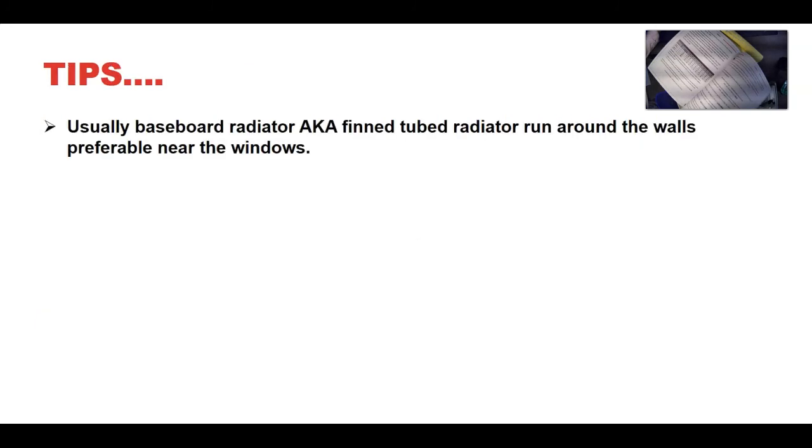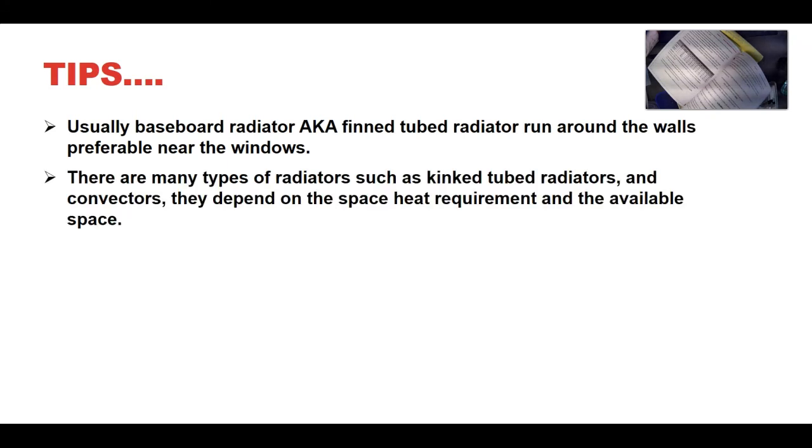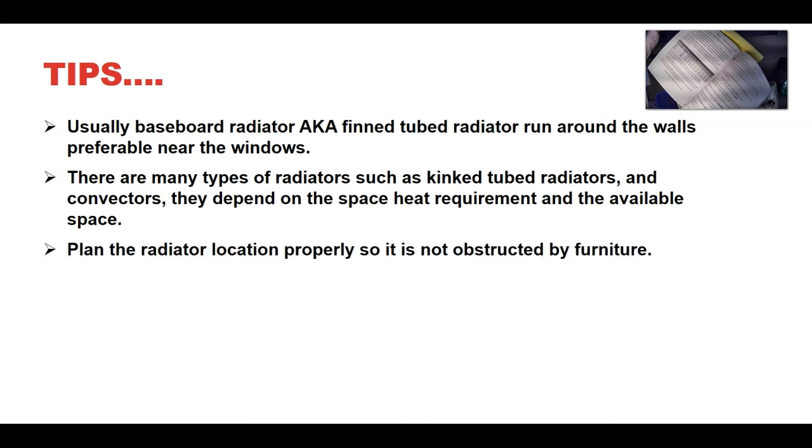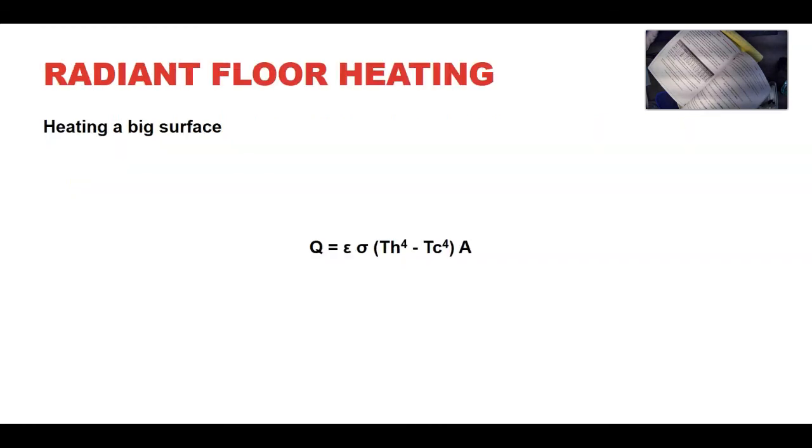Okay, some tips. Usually baseboard radiators are installed around the walls, preferably around the windows, because this is where you lose most of the heat. Many types of radiators, such as fin tubes, radiators, and convectors, depend on the space heat requirement and available space. Try to plan the location properly. It's not going to be behind a couch or behind a closet, because then the distribution of air is going to be reduced. Okay, I will pause now and I will do radiant floor heating in the next video.